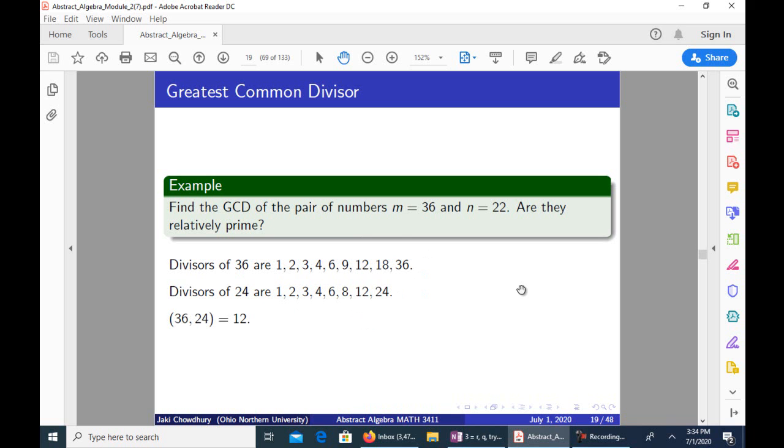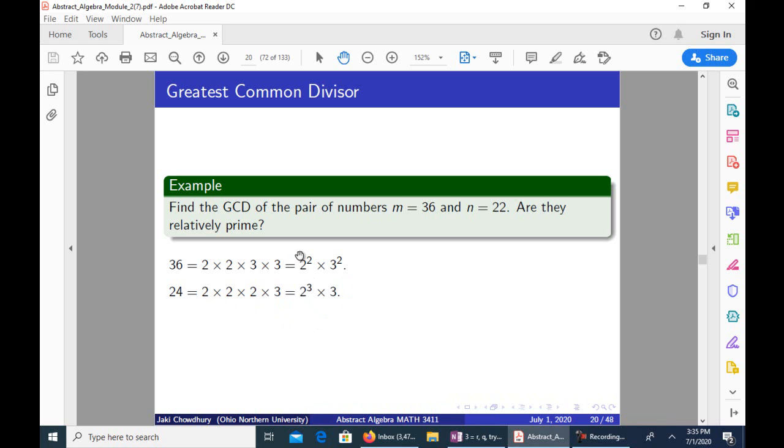Now here is another way of doing this. Again, it's the same question, finding the GCD of 36 and 24, but this time I'm going to do it differently. What I'm going to do is factor 36 and 24. If you factor 36, you get 2 times 2 times 3 times 3, which is 2 squared times 3 squared. And then 24 is 2 times 2 times 2 times 3, which is 2 cubed times 3. So these are the factorizations of the two numbers. And now we can see what the GCD is.